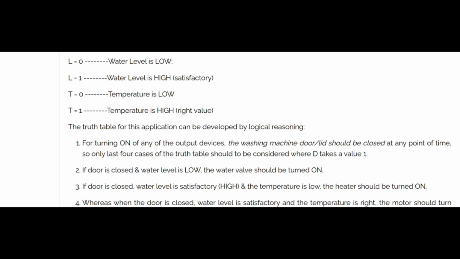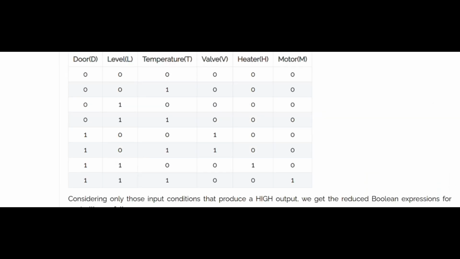Now, the truth table for this application can be developed by logical reasoning. For turning on any output device, the washing machine door should be closed at all times, so only the last four cases of the truth table, where D takes the value 1, should be considered. If the door is closed and the water level is low, the water valve should be turned on. If the door is closed, the water level is satisfactory or high, and the temperature is low, the heater should be turned on. Whereas if the door is closed, the water level is satisfactory and the temperature is right, the motor should be turned on. This is the truth table for the washing machine.